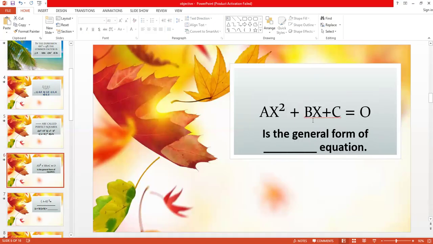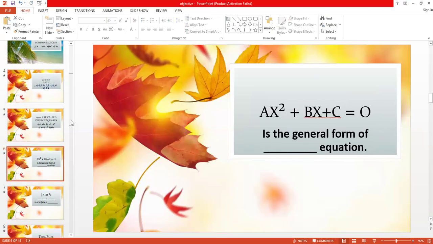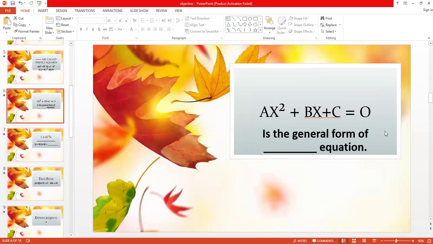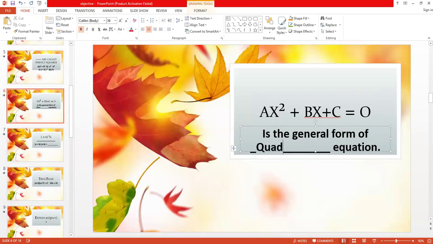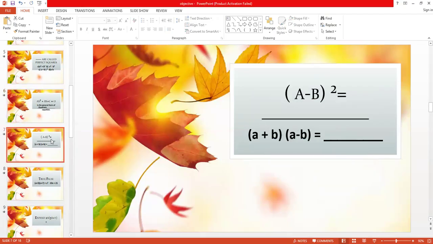Now, ax square plus bx plus c is equal to 0. This is the standard form of a quadratic equation. Why do we call it an equation? Because it has an equality sign. We learn about algebraic and then we have to learn about quadratic. Now we come to the next.